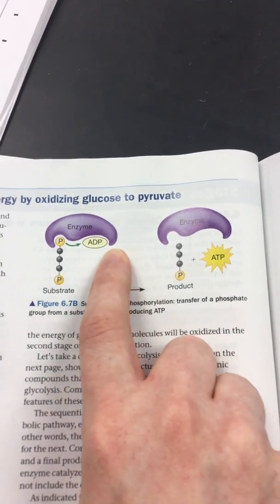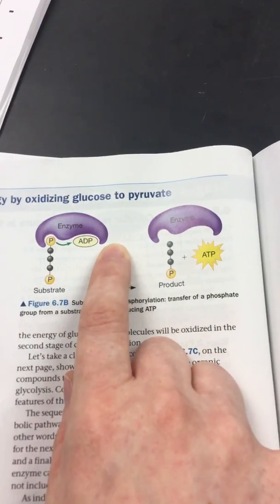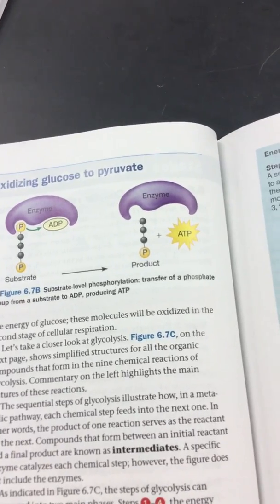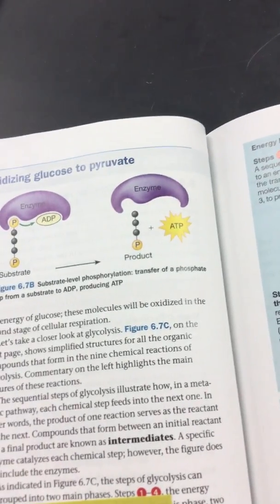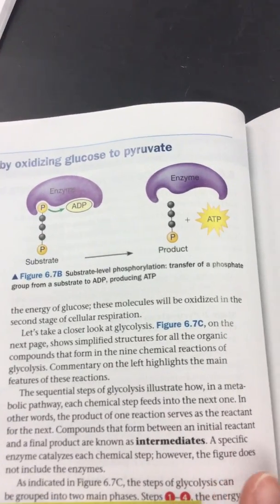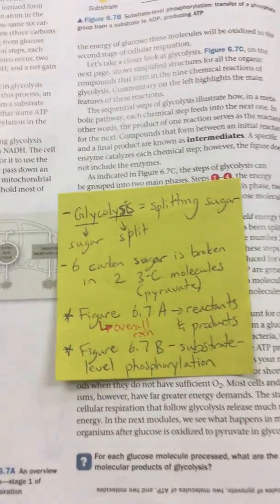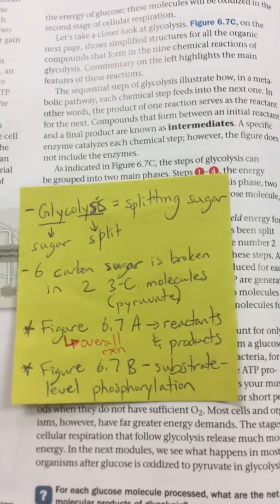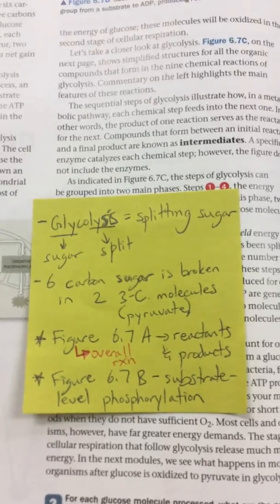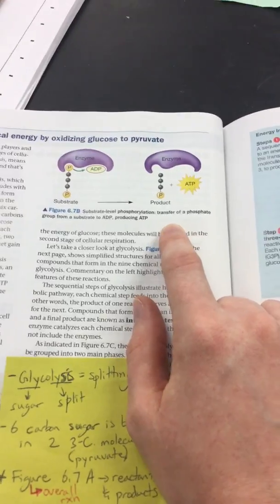So these enzymes have a spot for ADP and a spot for phosphate, and they add the phosphate to the ADP. Okay, this is a slower process than oxidative phosphorylation. So there's substrate level phosphorylation and oxidative phosphorylation. Glycolysis has substrate level phosphorylation. Okay, so you're using an enzyme to add phosphate to make ATP. Okay, so from figure 6.7a, you should know it's an overall reaction, so you want to know the reactants and products. And then you should be able to explain this figure and talk about what substrate level phosphorylation is.